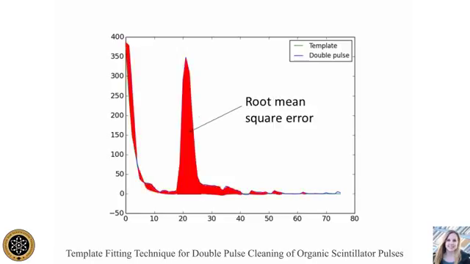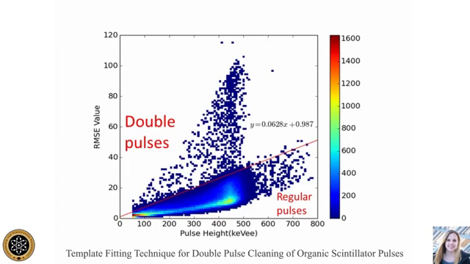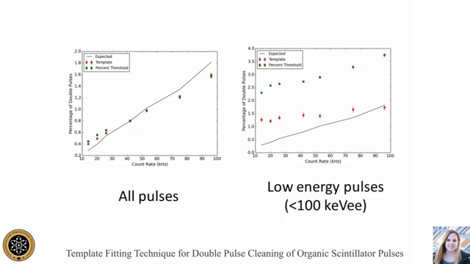After creating the template, the script takes the root mean square error between the template and the pulse. A double pulse is going to have a large discrepancy between itself and the template, so we can apply a threshold, which we use to differentiate between double pulses and regular pulses.